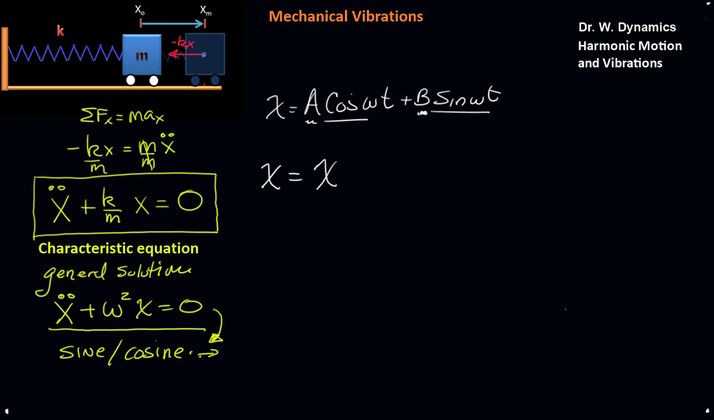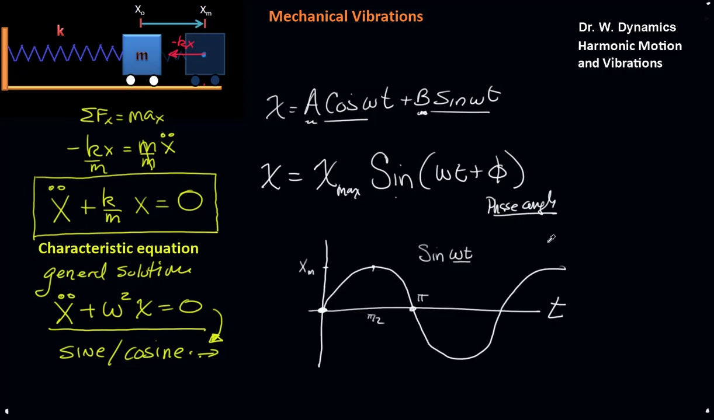x is equal to x max sine of omega t plus phi, where the phase angle lets our sine and cosine functions merge and be written as one function and allows it to start at some place other than at the origin.